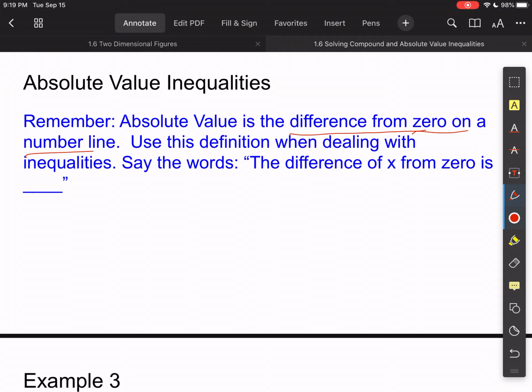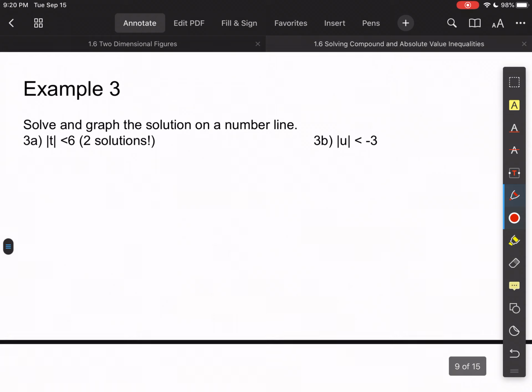I guess difference makes sense, but really it should say distance, I believe. It's the distance from 0 on a number line. Use this definition when you're dealing with inequalities. You can say the words, the difference of x from 0 is, and then whatever it is. I'll show you an example of that here in a second.